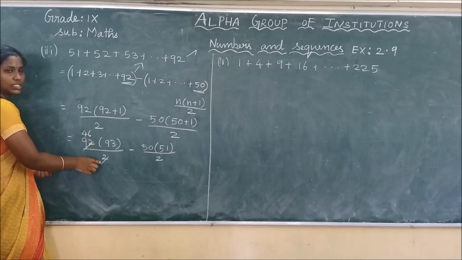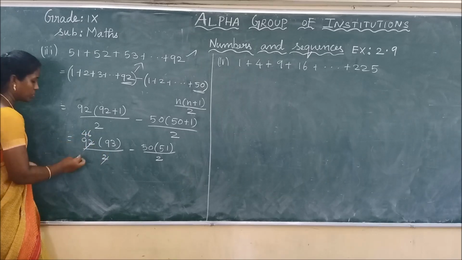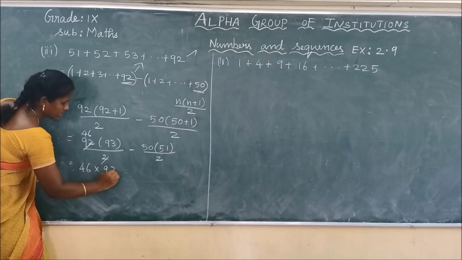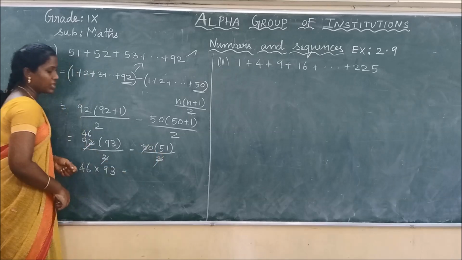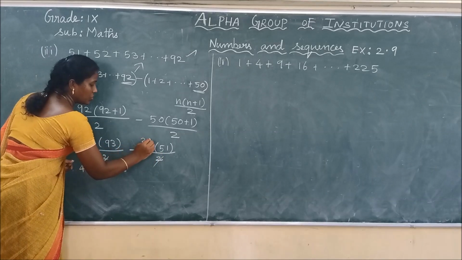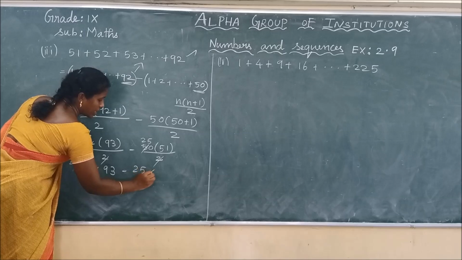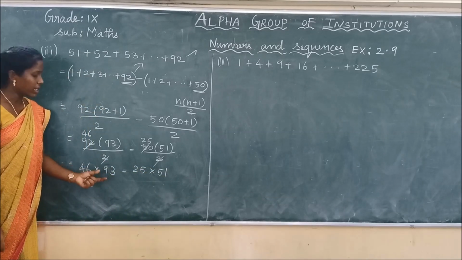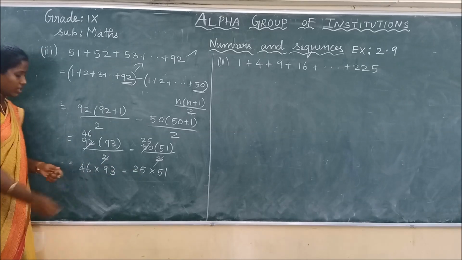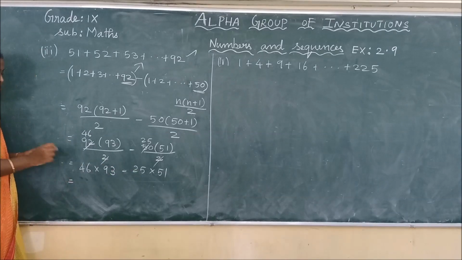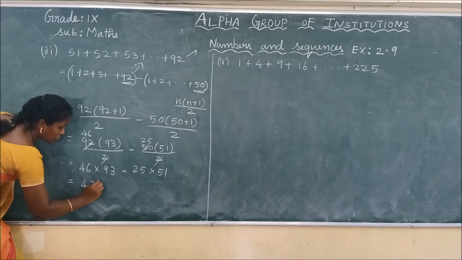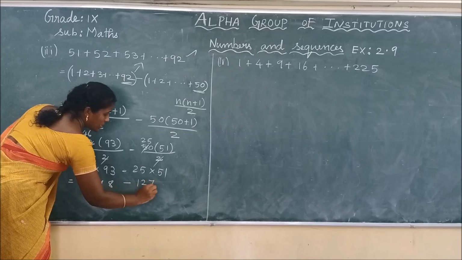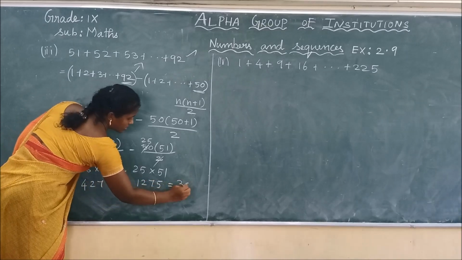46 into 2 is 92. So we have 46 into 93 minus, if I simplify here, 25 into 2 is 50, so 25 into 51. We know the multiplication, no? We have to multiply and get the value from both and subtract. If I multiply 46 into 93, the value is 4278, minus 25 into 51, 1275. If we subtract both, the value is 3003.